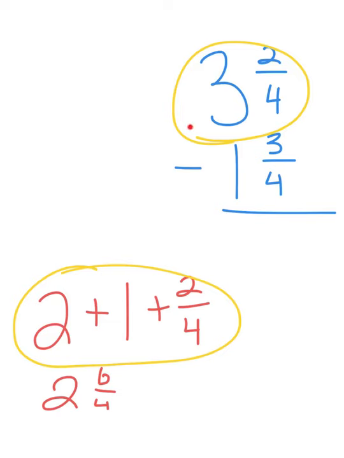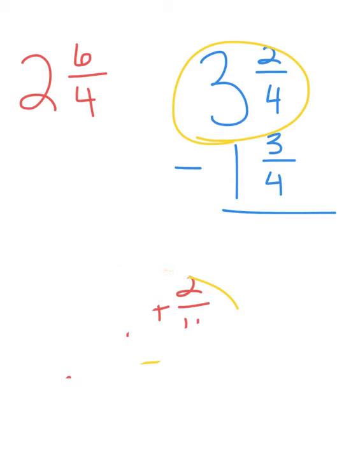I just changed the 3 2/4 to 2 plus 1 plus 2/4, right, because 3 is equal to 2 plus 1. And then 1 is the same thing as 4/4, plus 2/4 is 6/4. So I just renamed 3 2/4 as 2 6/4. I didn't change the value of that, I just changed the way it was written. These two mixed numbers are equal to each other. So I didn't change any values.